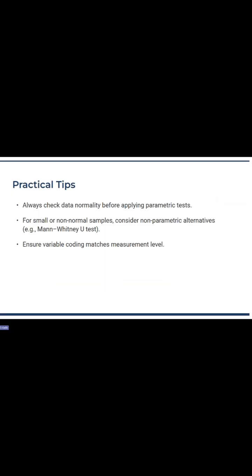So what are the practical tips here? Number one, always check data normality before applying any test at all. There is what we call a parametric test. There is a group of statistical tests that are grouped under parametric, and it's simply this: if your data is normally distributed, you consider a parametric test, and if it is not, you consider a non-parametric test. For instance, for small or non-normal samples, you want to consider a non-parametric test. We're still going to talk about the non-parametric equivalents of parametric tests when we get there. Simply put, each parametric test has its non-parametric test.